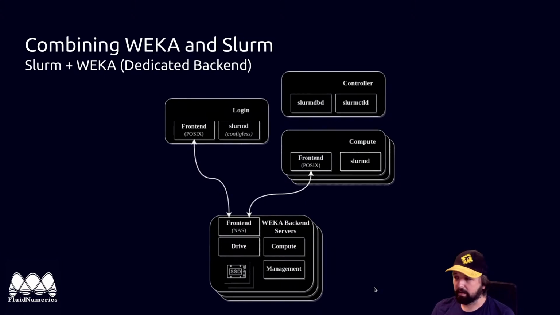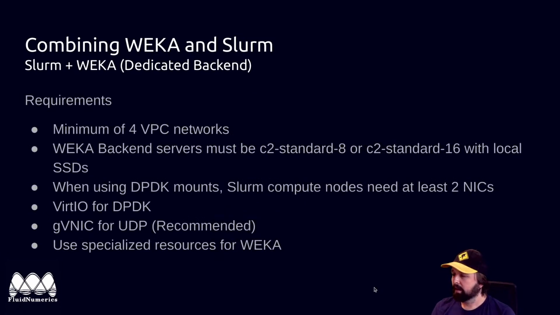I mentioned done correctly. I think I have some slides here on some requirements. So WEKA does require a minimum of 4 VPC networks. Each WEKA backend actually has 4 NICs attached to it. Now, the supported instance types that WEKA has given their stamp of approval for Google Cloud are the C2 Standard 8 or C2 Standard 16 with local SSDs. So you need to have those local SSDs there.